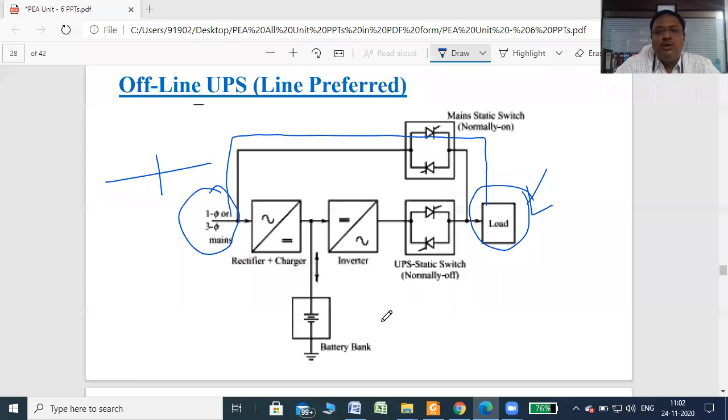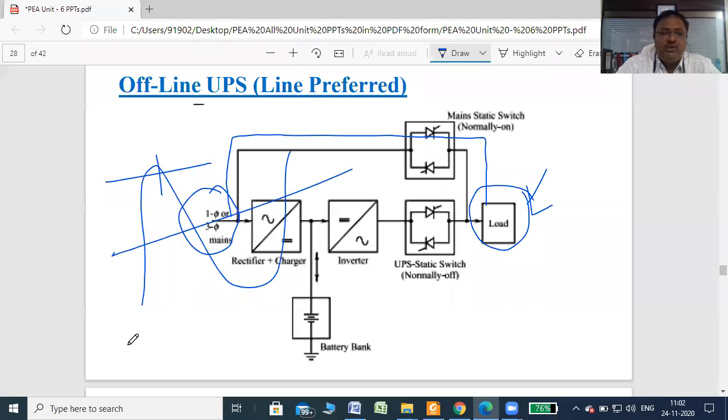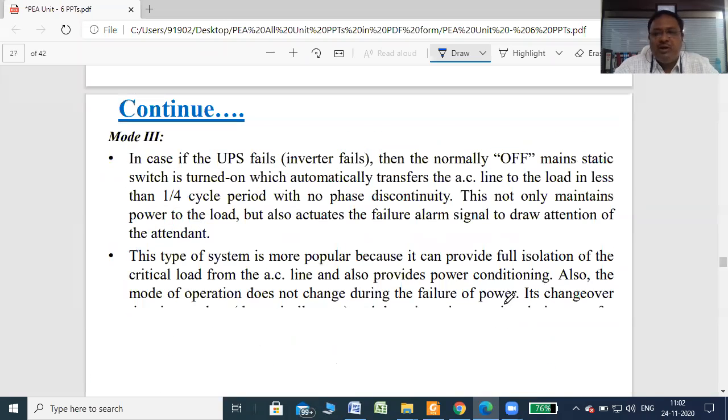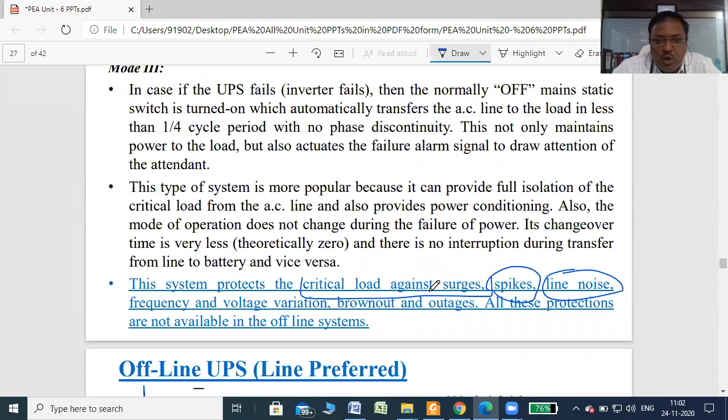Okay, so this line voltage fluctuates, so you cannot connect a critical load. We know that this line voltage is AC voltage, right? But this AC voltage may sometimes increase, or high voltage spikes may appear, maybe because of EMI or any other type of interference. Those spikes will appear across your load and may damage it, and that is given here. So the system protects the critical load against surge, spikes, and line noise.